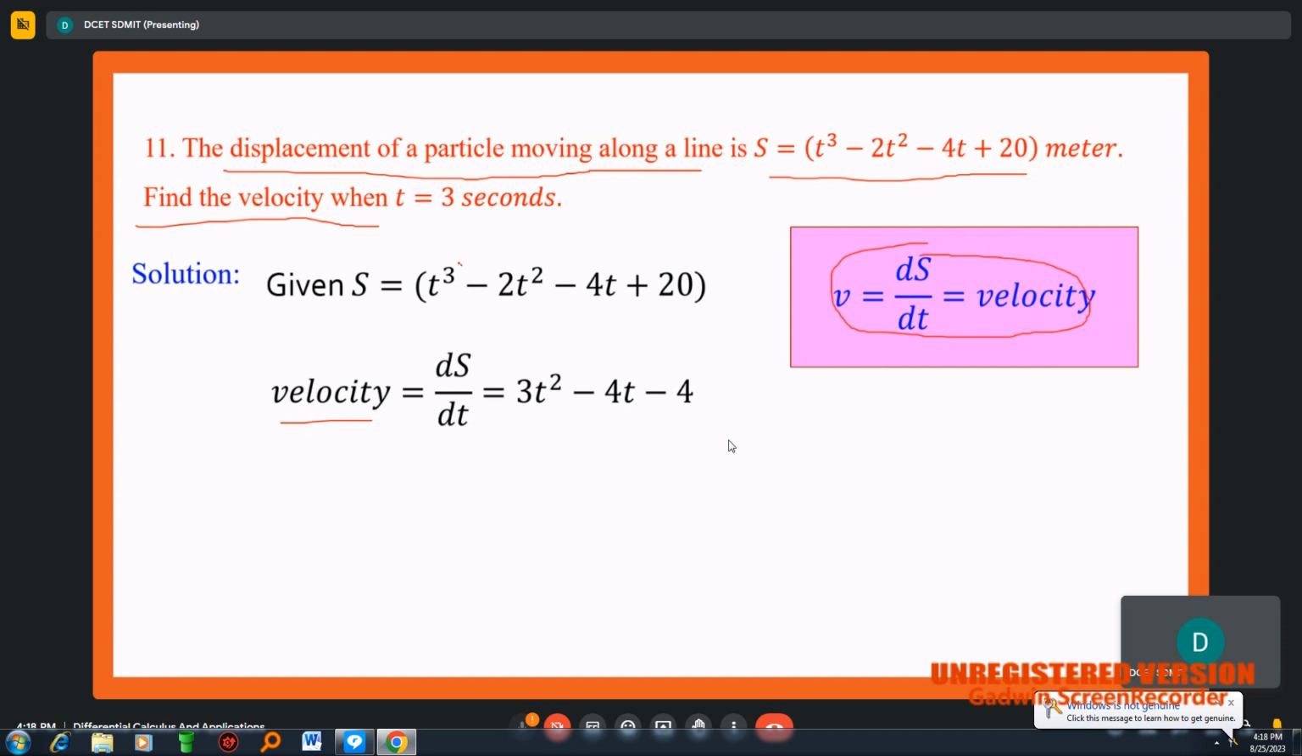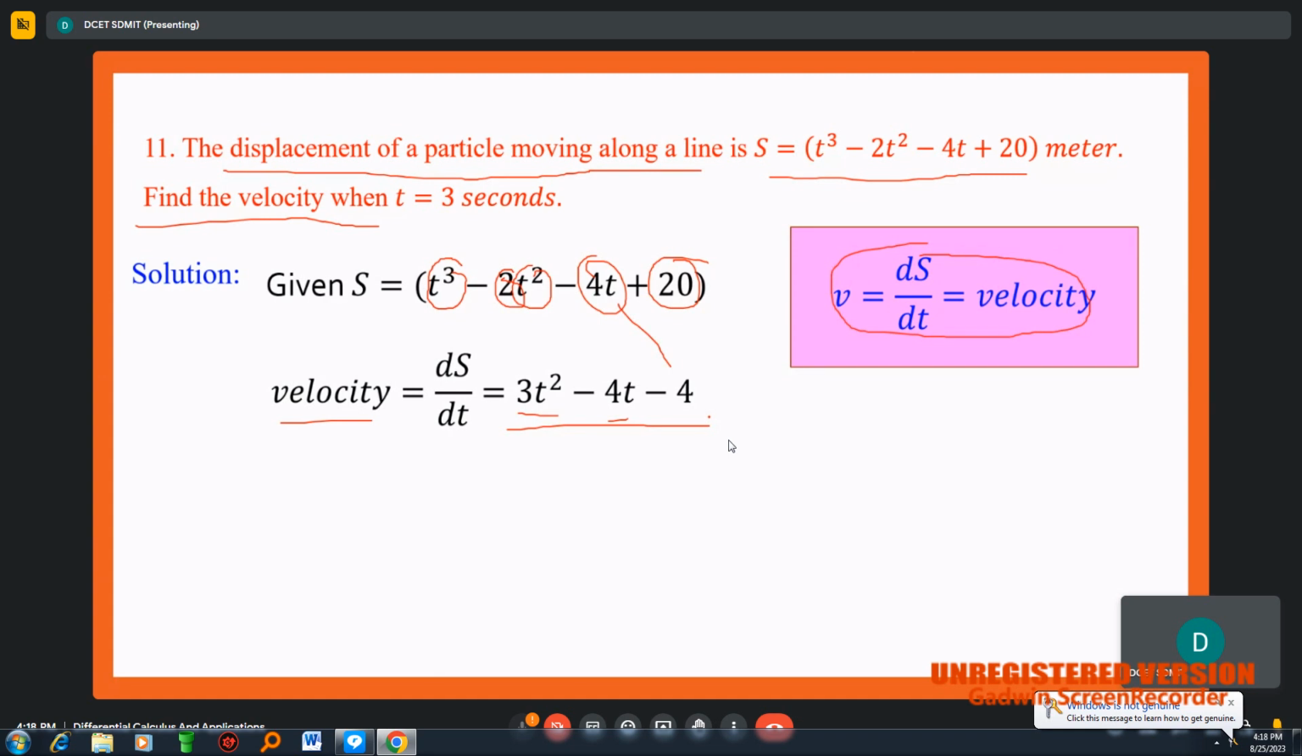What is the differentiation of t^3? It is 3t^2. Minus 2 is a constant. What is the differentiation of t^2? That is 2t, and 2 into 2 is 4t. Minus the differentiation of 4t, which is 4, plus the differentiation of 20, which is 0. We are getting velocity ds/dt = 3t^2 - 4t - 4. Now this velocity is at any time t.